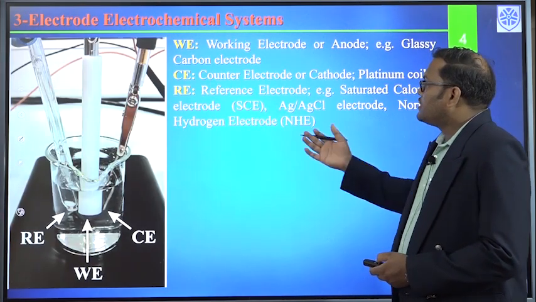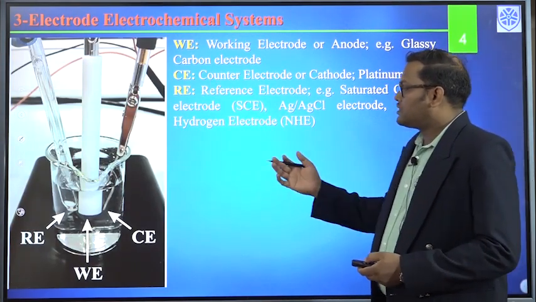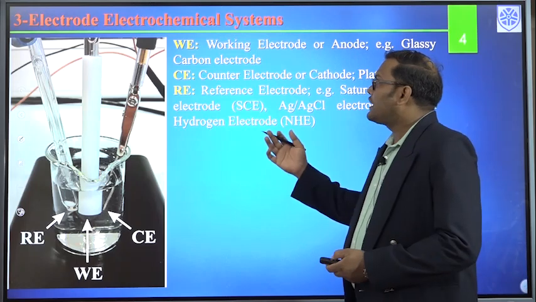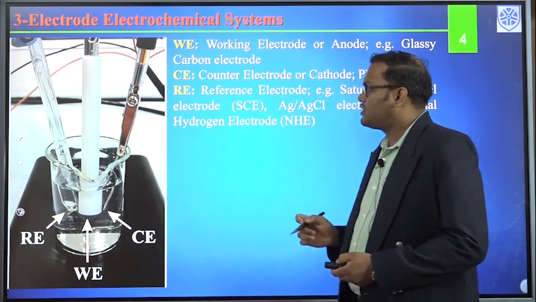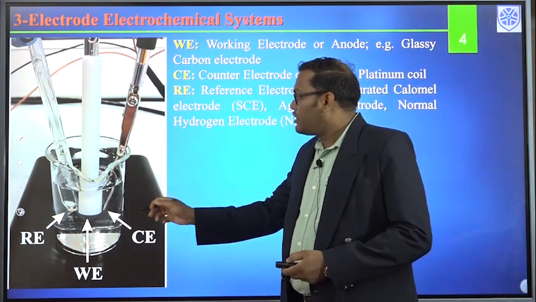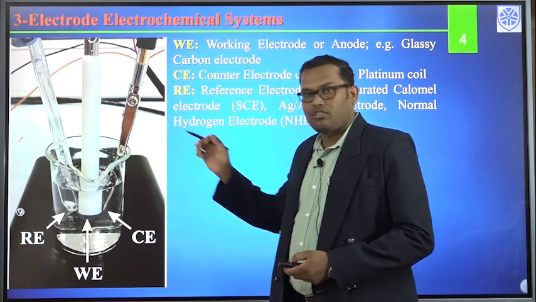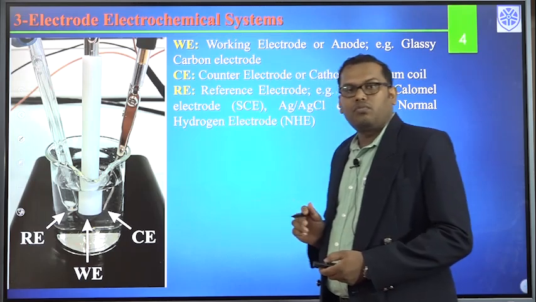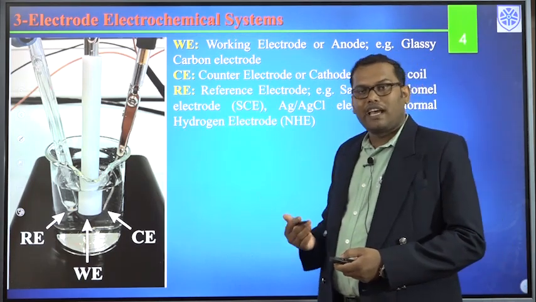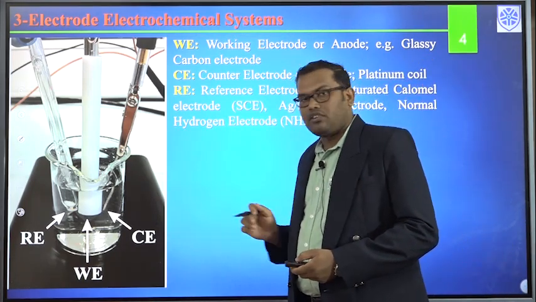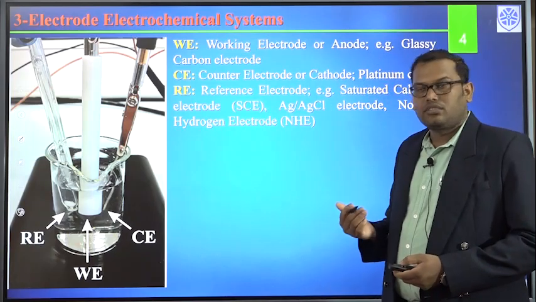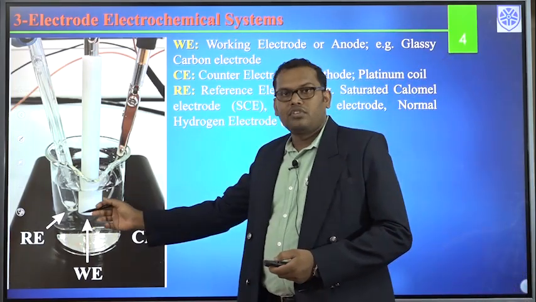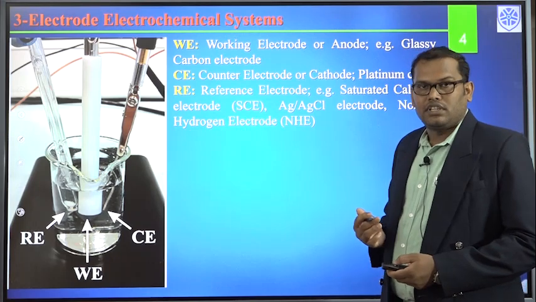This is the electrochemical setup, which is called a 3 electrode electrochemical system. It is a very simple setup where we have 3 electrodes. The WE corresponds to the working electrode, or you can call it the anode, then you have a counter electrode, which is basically the cathode, and a reference electrode through which you can apply the potential.